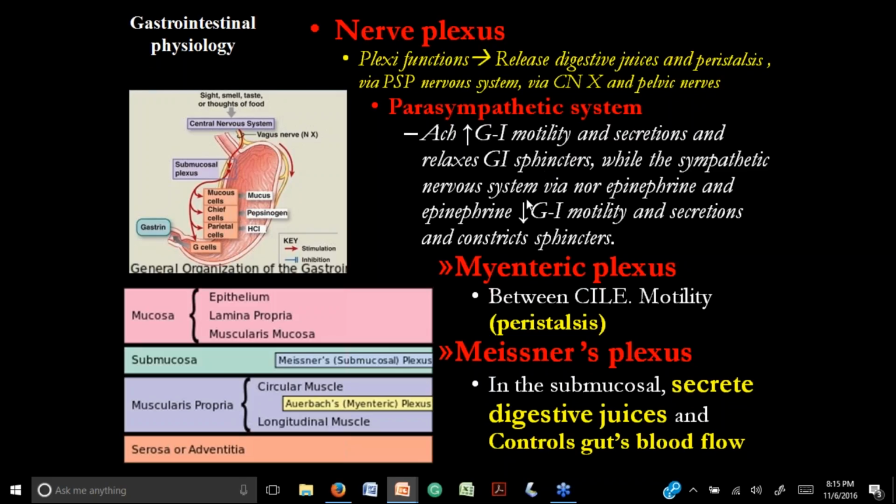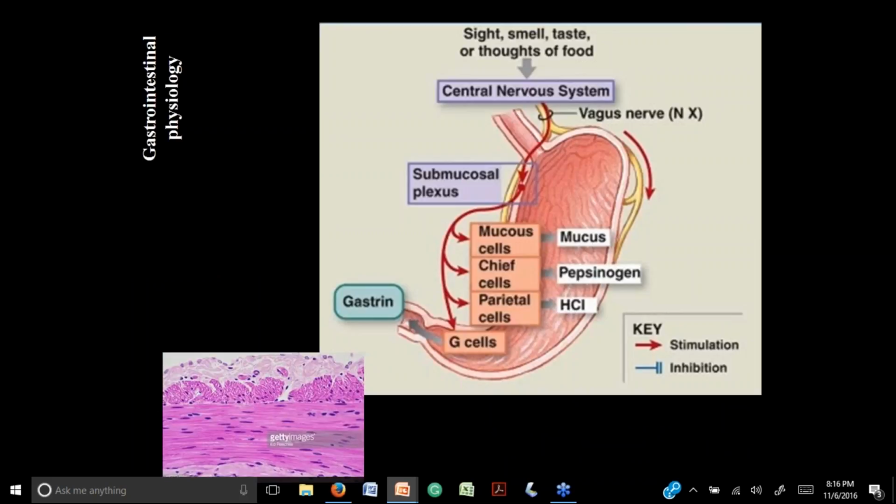Okay, so here we have the myenteric plexus that we already know, the Auerbach myenteric plexus, and we have the Meissner plexus that we already mentioned, which is in relation with the mucosa and secretes digestive juices and controls gut blood flow. So the vessels are going to be connected here in order to produce some vasodilation or vasoconstriction.